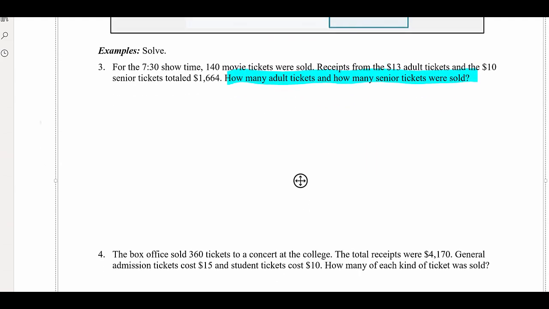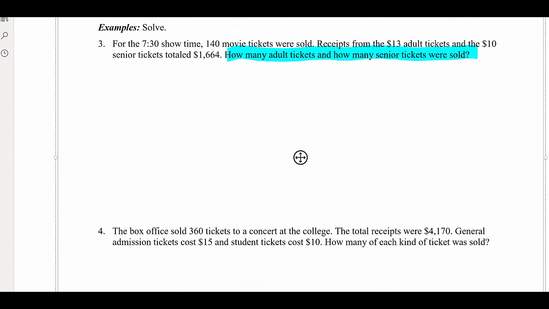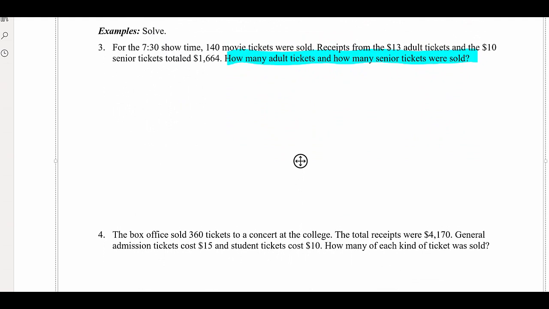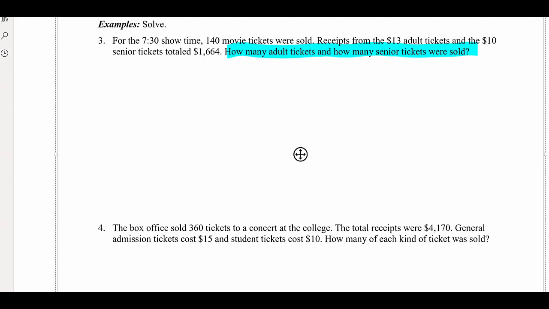We're going to look at the first example here. For the 7:30 showtime, 140 movie tickets were sold. Receipts from the $13 adult tickets and the $10 senior tickets totaled $1,664. How many adult tickets and how many senior tickets were sold? Again, exactly what we talked about before. We have two types of tickets, each worth a different value, and we're trying to find how many of each were sold.